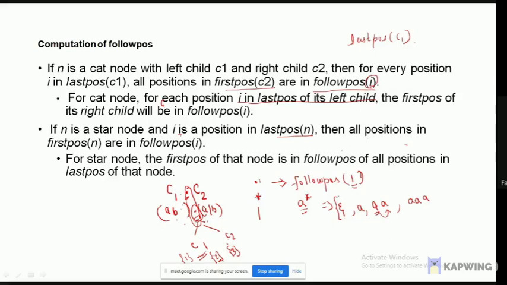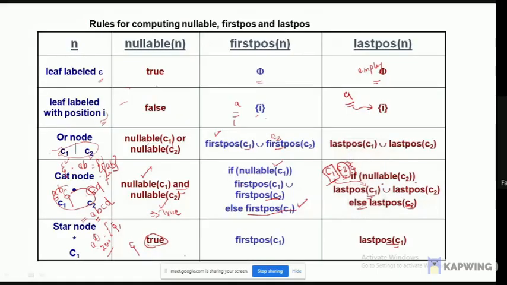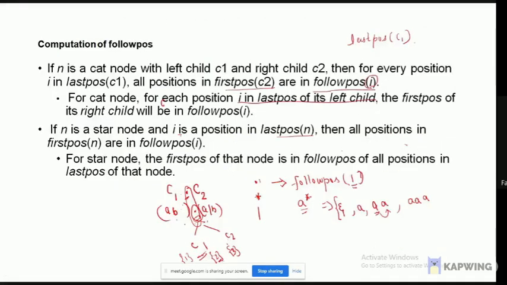That means we have already discussed for this star node: the first position of the star node is the first position of C1, and the last position of the whole star node is the last position of C1 only. So the same will be taken here, right? So follow position is nothing but the first position following the last position of the same symbol. Okay, right. The third one is the OR operator.